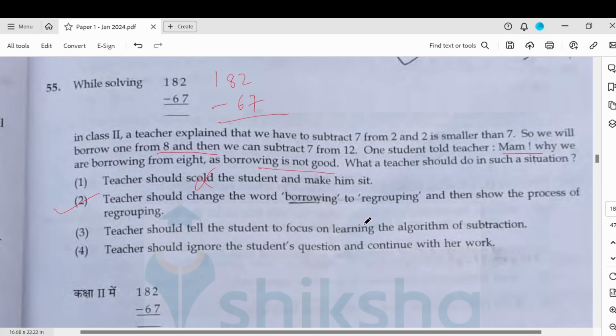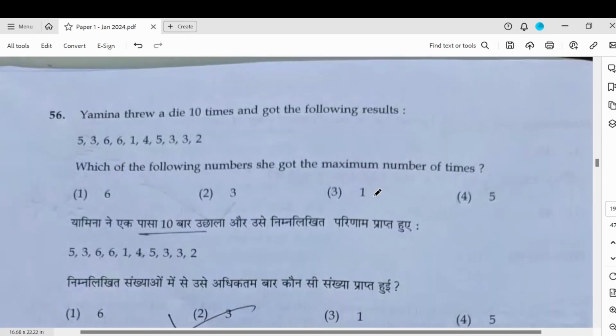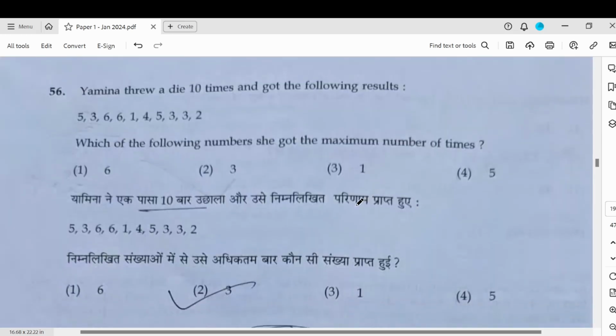Focus on learning of the algorithm, no. You don't teach them at such a small child. And ignore, no. So change the word borrowing to regrouping or carrying over or something, you'll have to do that. Question 56, Yamina threw a die 10 times and she got this. Maximum number of times, so 3, 3, 3. So 3 is the maximum number of times.